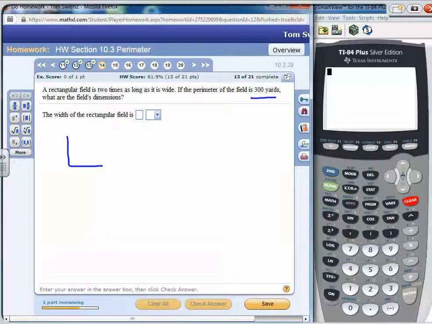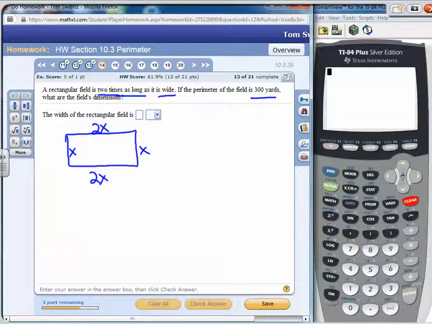Okay, so we have a rectangular field 2 times as long as it is wide. So let the width be x. So there's the 2 widths, x. The length is 2 times the width. So if the width is x, the length is 2x, right? And again, there's 2 lengths and 2 widths.